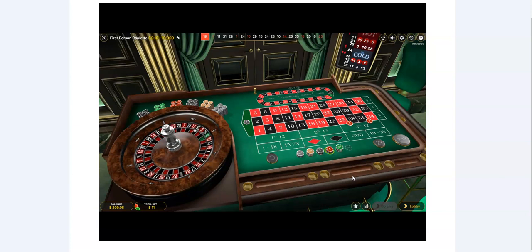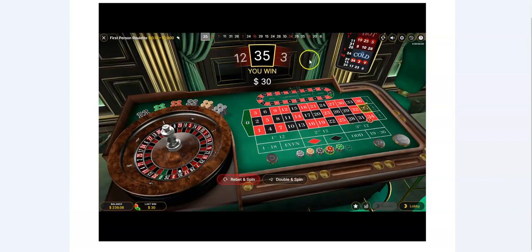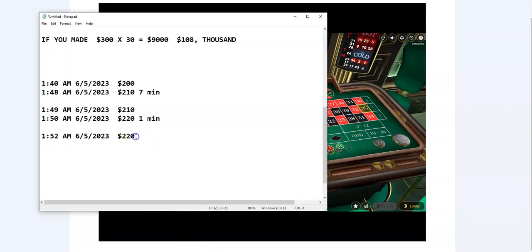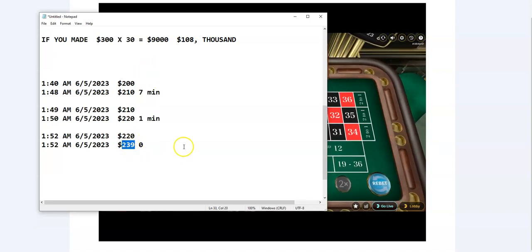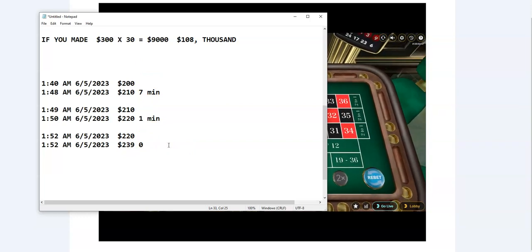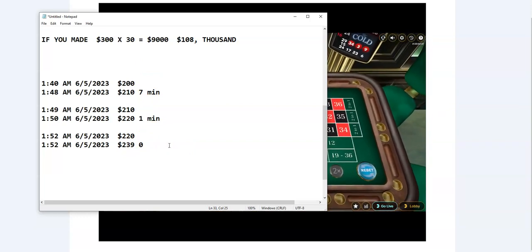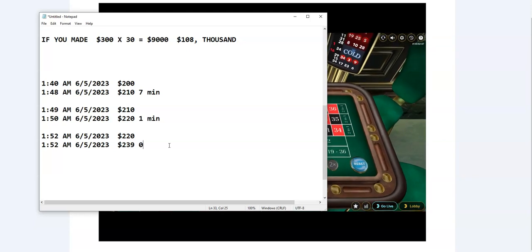Let's see how the cookie crumbles. Look at this. Real money. I'm at 239. What was I trying to get to, guys? I was trying to get to 230. So I made $40. Oh, that's not even in a minute. I made $39 in 8 minutes. I made $40 in less than 10 minutes. Do you not think I'm going to make $100 within an hour?